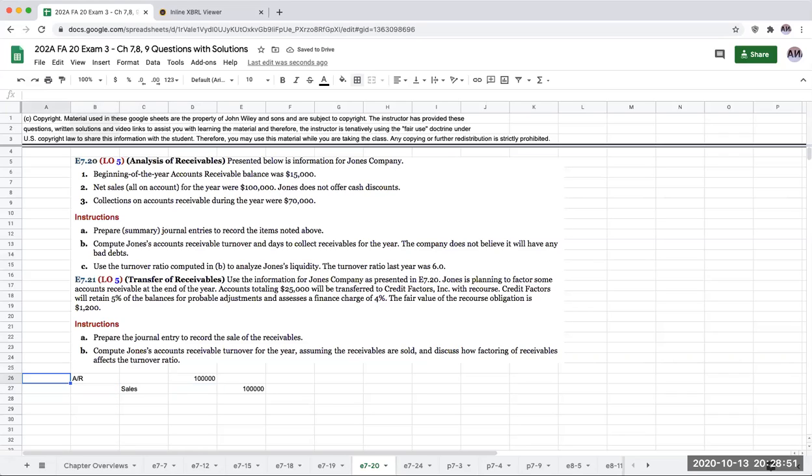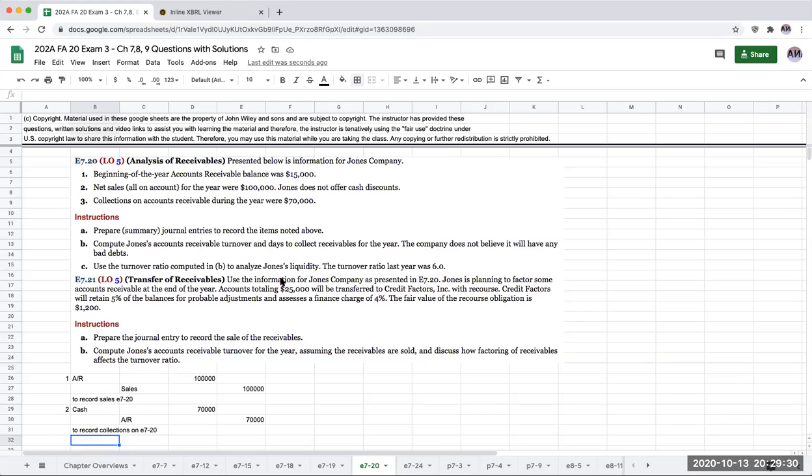And this is going to be during, let's say, 20x1. We'll just call this number 1. And then to record sales E720. And then to show the collections on accounts receivable. Okay. So I've done the journal entries to record the items noted above.